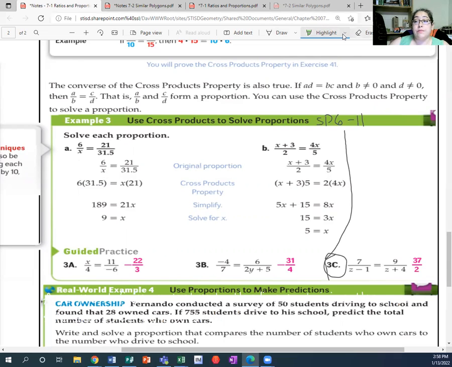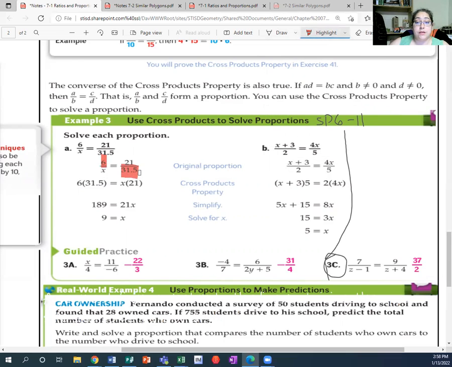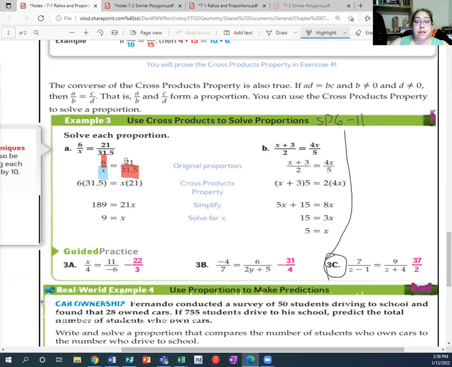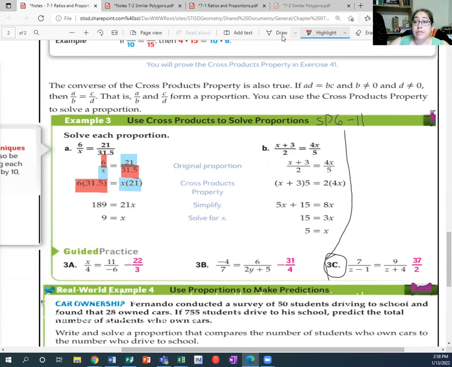What we've done here is we've identified the extremes, that is the numerator on one side, the denominator of the other. And then we've identified the means, that is the denominator on one side, the numerator on the other. And we've multiplied those together. Now that we have them multiplied, we can simplify. This is 6 times 31.5, and this is 21 times x. Then we divide both sides by 21 to reveal that x is 9. So when asked to solve the proportion, you're just trying to figure out what the value of x is.